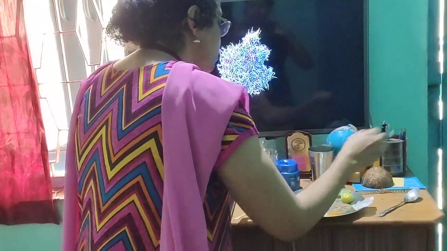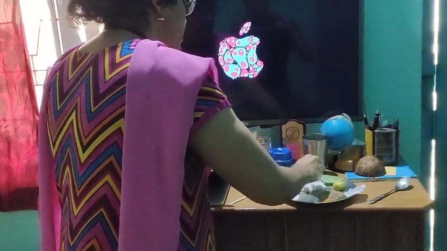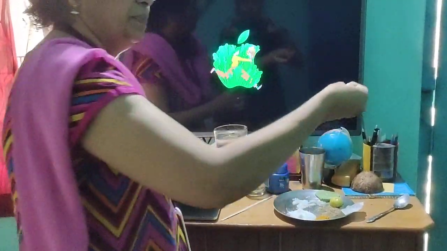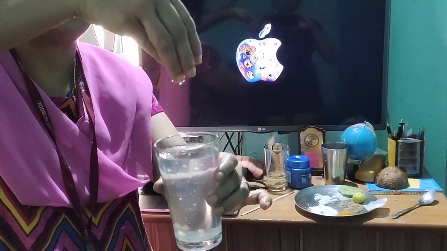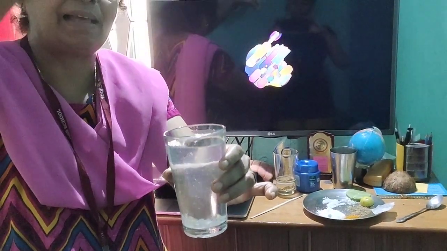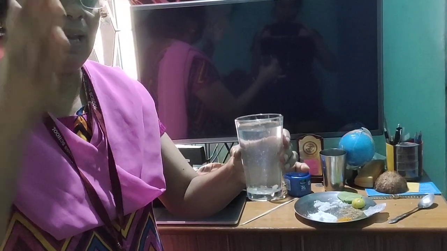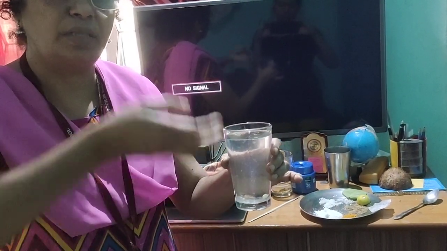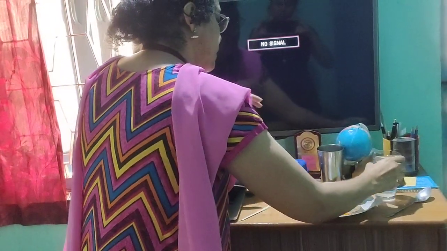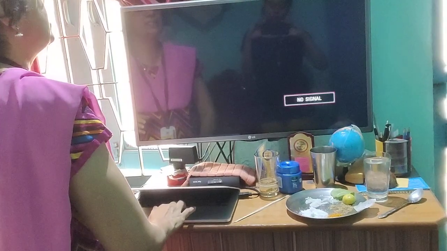And once again, I will take a solid that is heavier. The sugar. It is heavier than water, so it is straight away going down. So that is sinking. What's the meaning of sinking? Going down into the water. So there are two types of materials. Those which are light in weight will float, and those which are heavier than the water will sink into the water. Okay, now let us see.